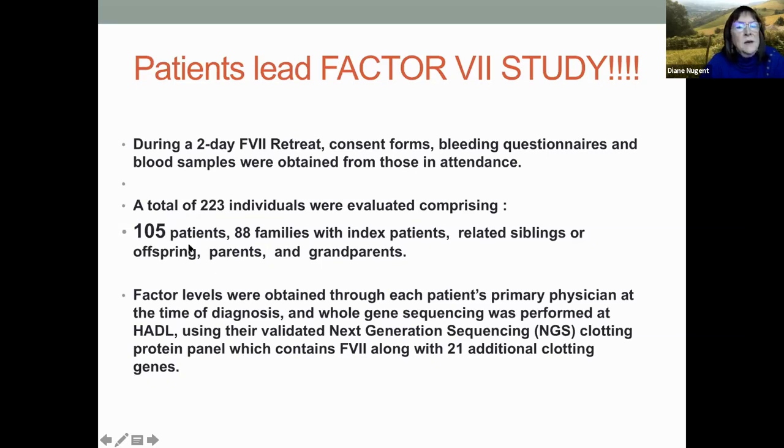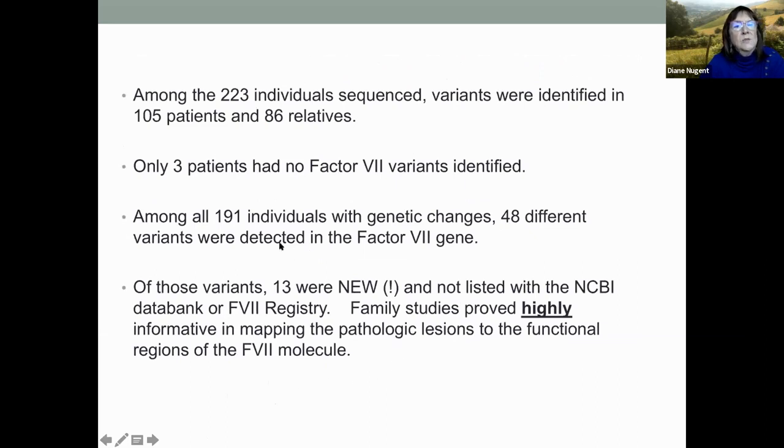It was amazing. That was 105 patients, 88 families, and factor levels were obtained from the primary cares. And we did next-gen sequencing just on the gene itself, exons, introns, and 1,500 nucleotides up and downstream. That allowed us to look at whether a gene was dysfunctional or it was just not being produced. Long story short, out of that, we only had 3 patients where we couldn't find a variant. And that was pretty amazing, but is right around 2%.